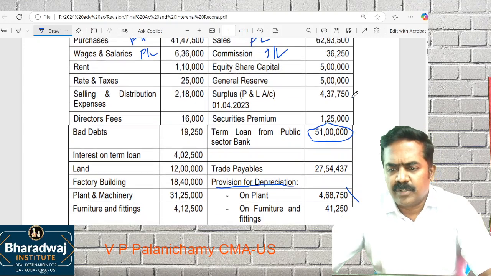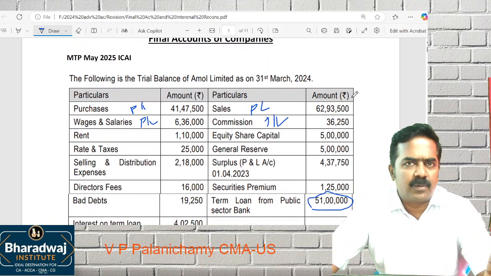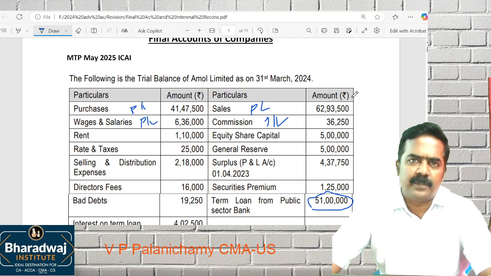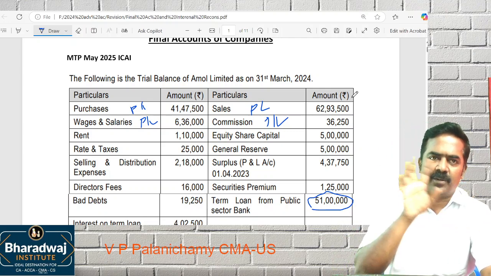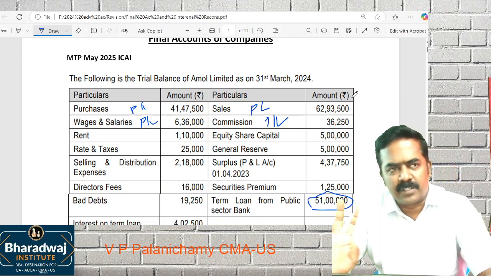So in the examination, how to solve? Leave 2 pages gap. First page for which account? P&L account. Second page is for balance sheet. All your working notes or notes to accounts should be there in the third page. P&L account and balance sheet are the main answers. Then all the working notes should be annexed to it. And it must be written neatly.